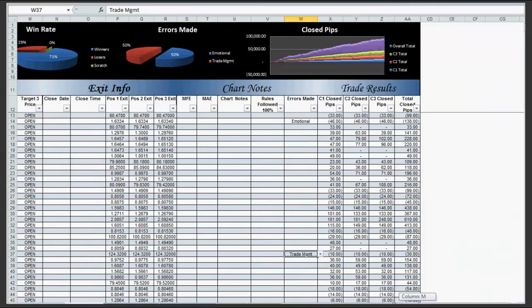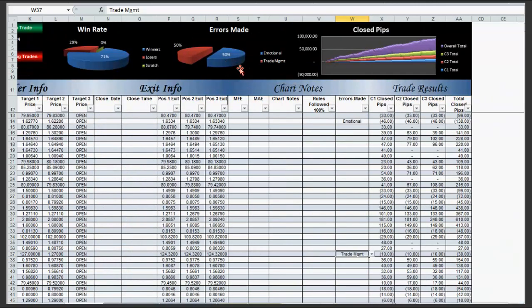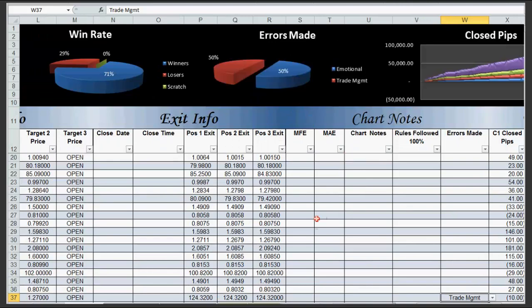And then over here, of course, we've got errors made. So I've got a place in the spreadsheet that lets you write in what your problem was. If you had any issues on the trade, let's say you took the trade and ended up moving your stop. You know you shouldn't have done it. It was against your rules. You made a mistake. You can put that in there. You can say, hey, I moved my stops, I got stopped out here, and it was an emotional mistake or whatever.